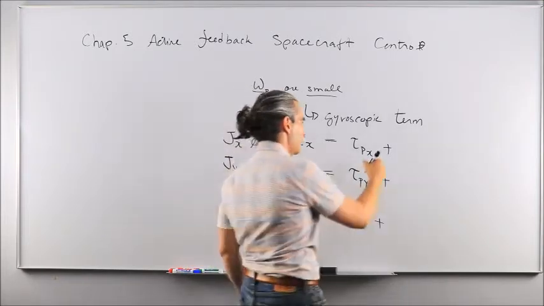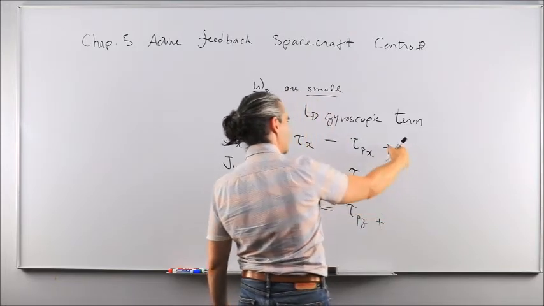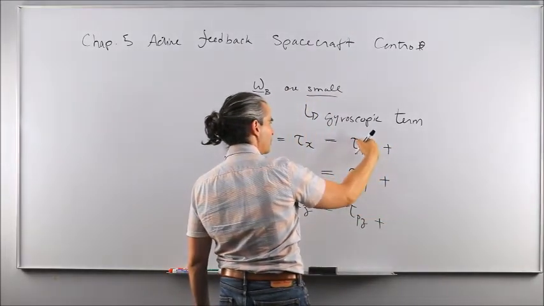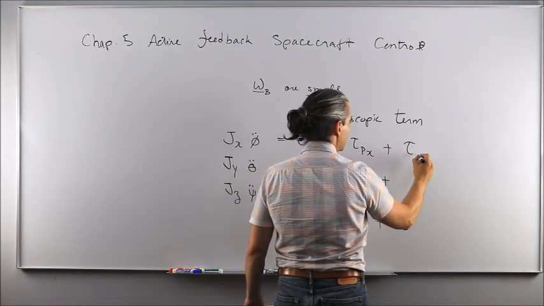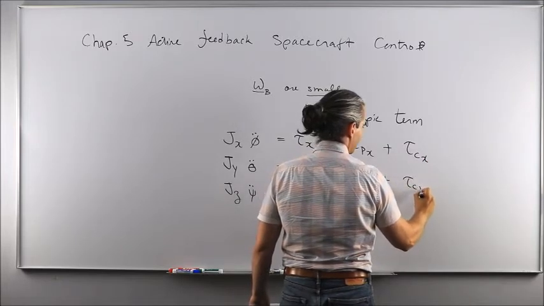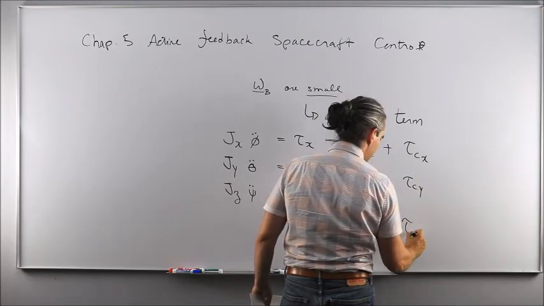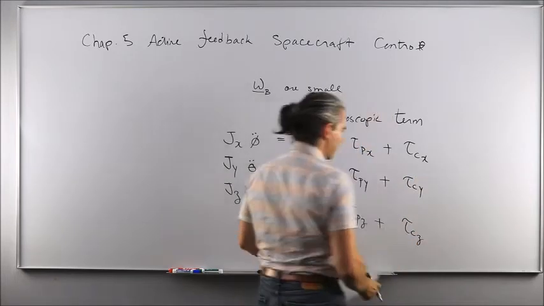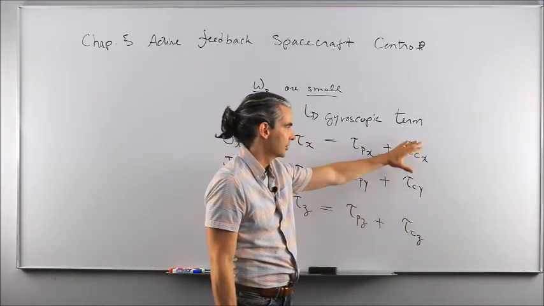It's up to you. But all this is to say that we do have second terms here that are being added to the undesirable perturbation terms. And those additional terms here will be the control outputs, tau c x, tau c y, and tau c z. Okay? So those signals correspond to the outputs of your controller.